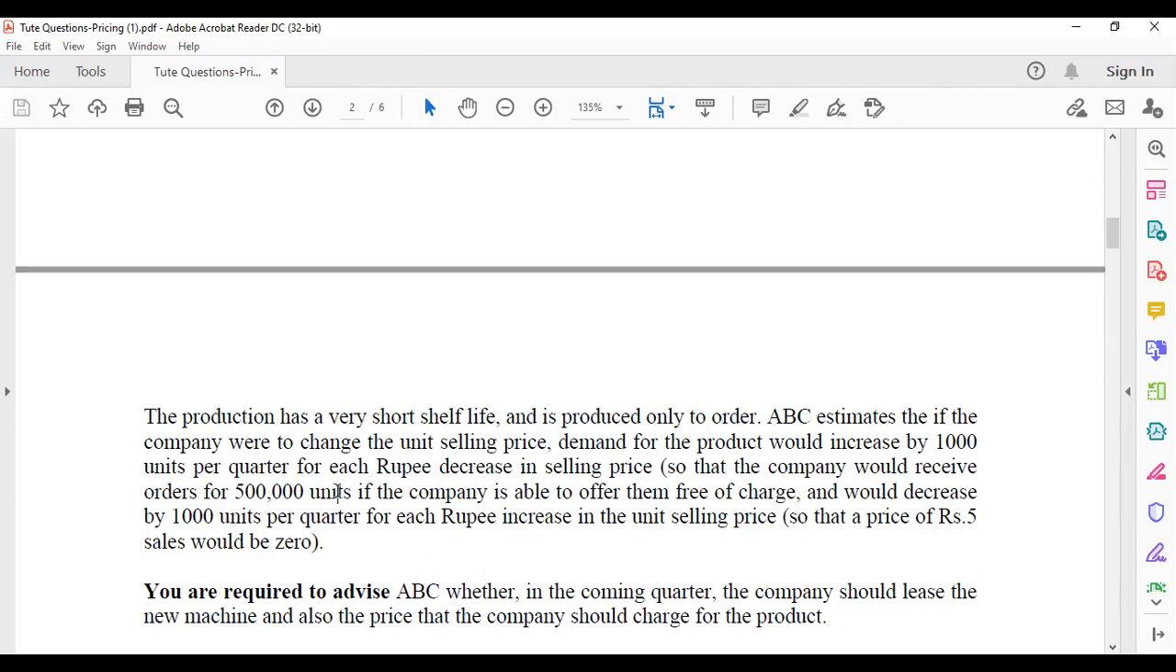In the sense, at the price of 0, your units or the sales is going to be 500,000. And would decrease by, here it has to be again 100,000 units per quarter for each rupee increase in the unit selling price.